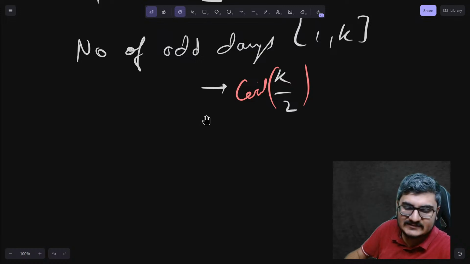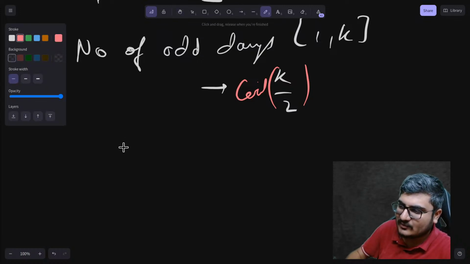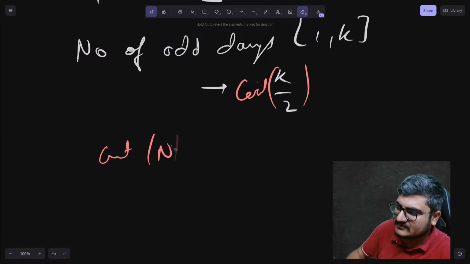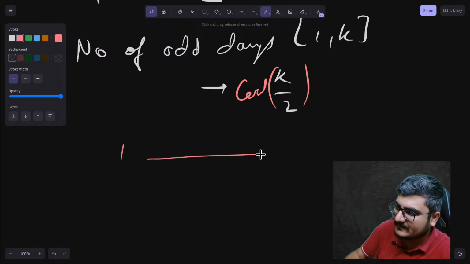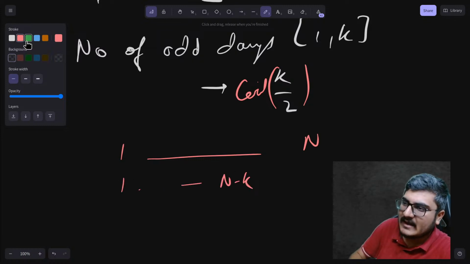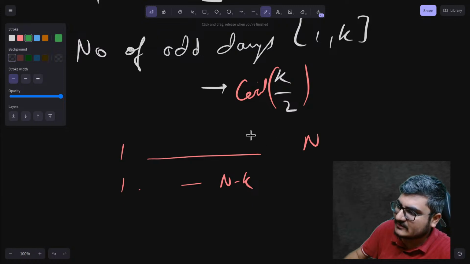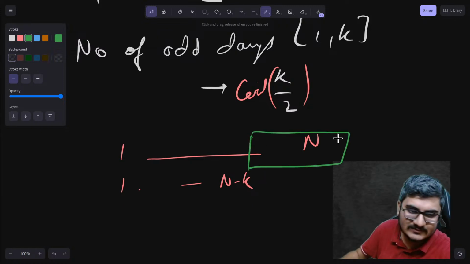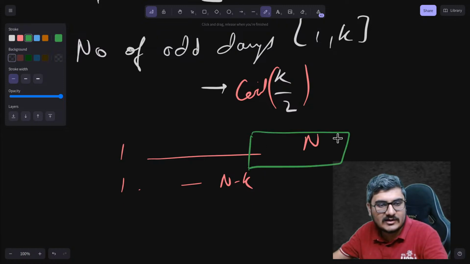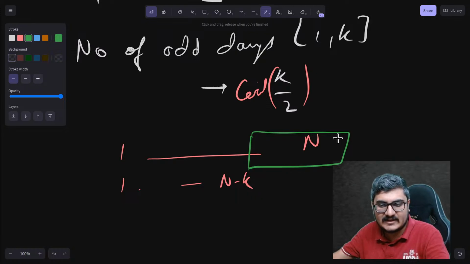And essentially that is the solution. To count the number of odd days from 1 to k up to n, first we count how many days from 1 to n have an odd count, and then we count how many days up to n minus k are there. The difference of them is the odd count between these days, and then we can check if this odd count is even or odd and print yes or no accordingly.